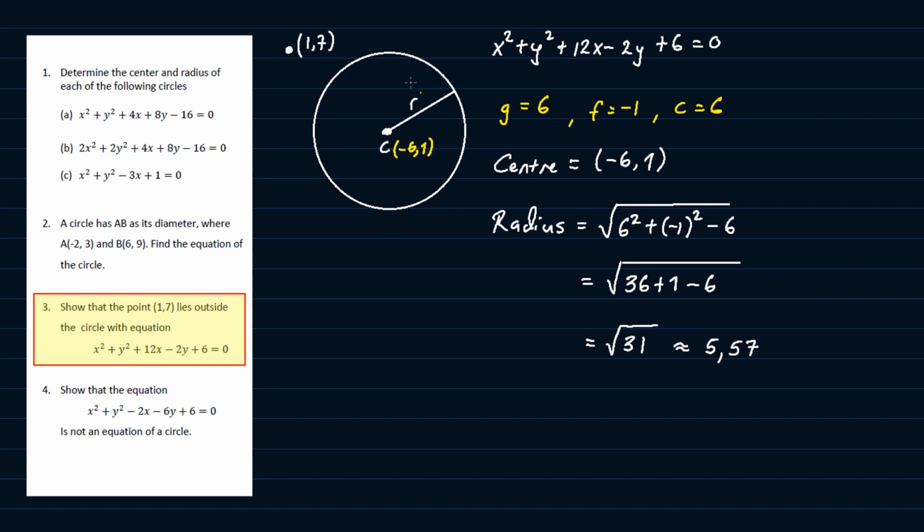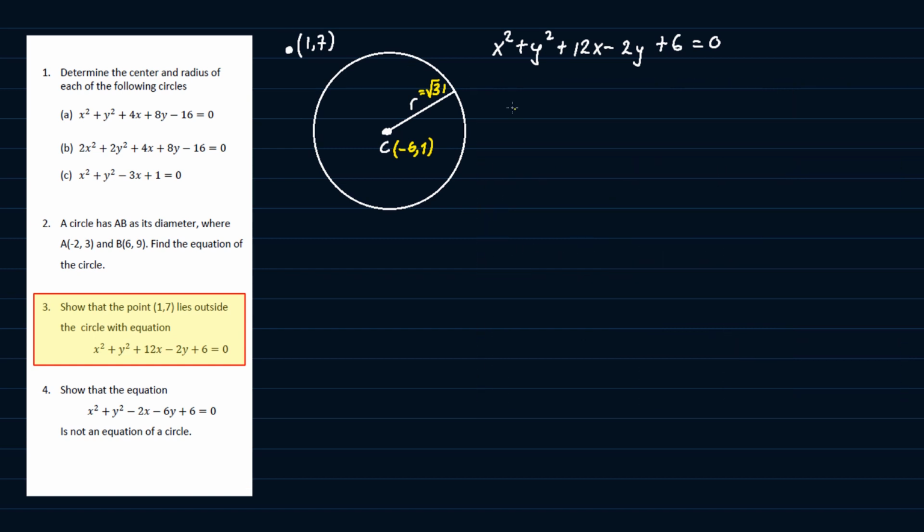So we now have the center as (minus 6, 1), and the radius is the square root of 31, which we say is 5.57 to 3 significant figures. So I'll remove this for now. Now that we have the center and radius, in order for us to determine whether the point lies inside, on the circumference, or outside, we will need to find the length of the line that joins the center to the point. I'll call the point P. So we need to find the length PC.